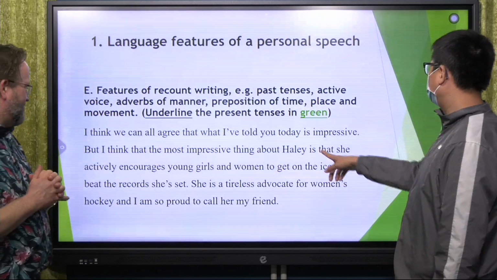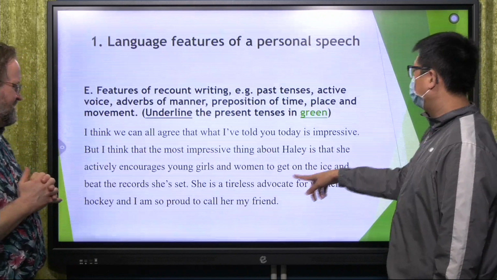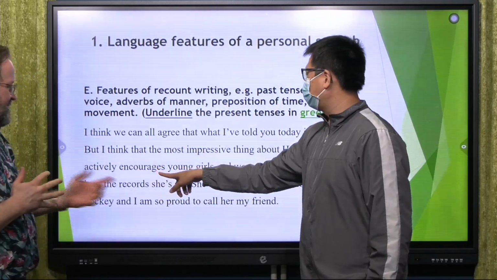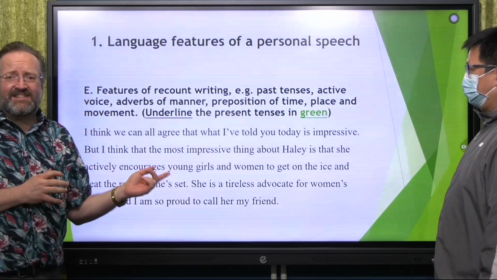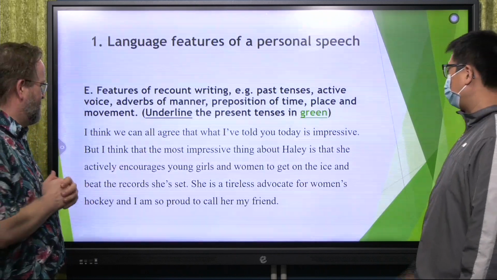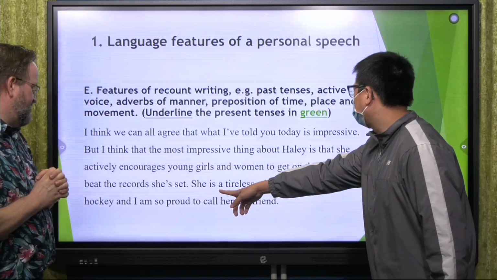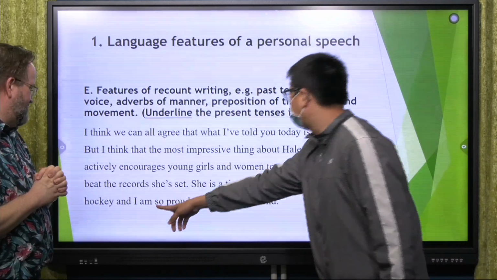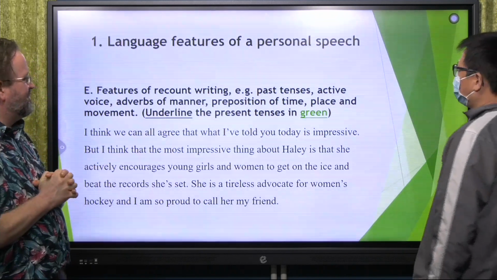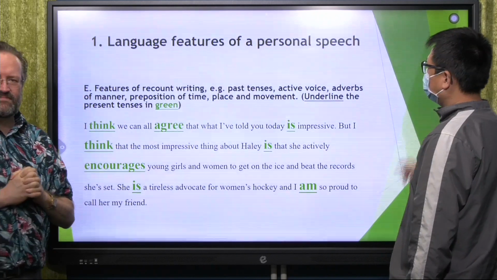Haley is that she actively encourages young girls and women. "Is": Haley is, so present tense. How about here? Actively encourages. That means encourage, right? It's not a D, so "encouraged" is past tense. "Encourages" is happening now, so present tense. And she is a tireless advocate. I am so proud. We call this present tense. Yes.